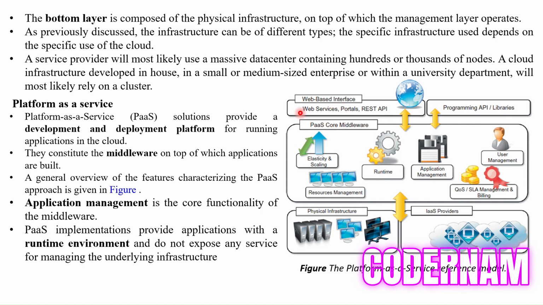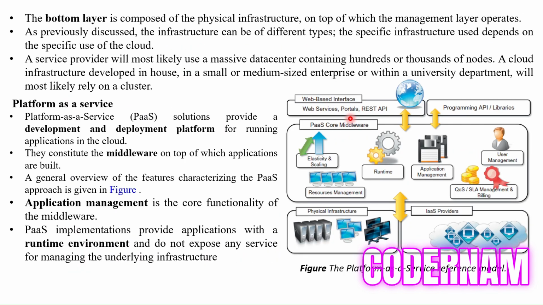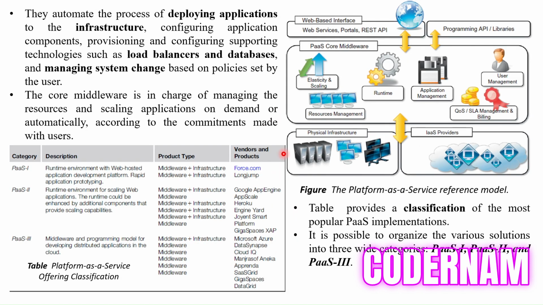Next is the web based interface, where we have the web services and portals and also the REST API, which I have discussed in this diagram. So, the same holds good for this also. But here you have another separate thing, that is the programming API or the libraries. They provide access to frameworks, APIs and libraries that developers can use to build cloud native applications. So this is the explanation of this diagram.